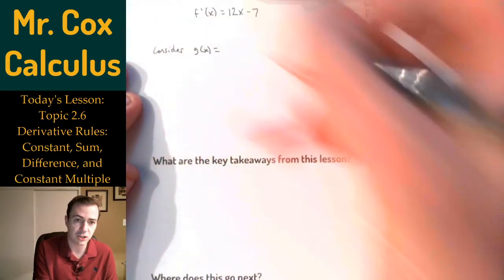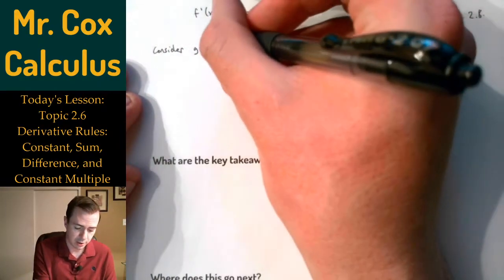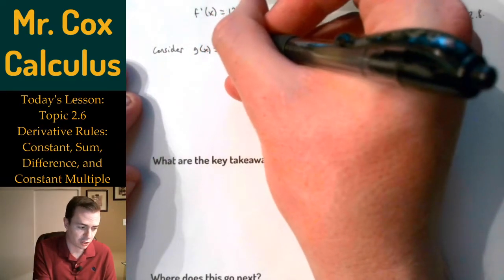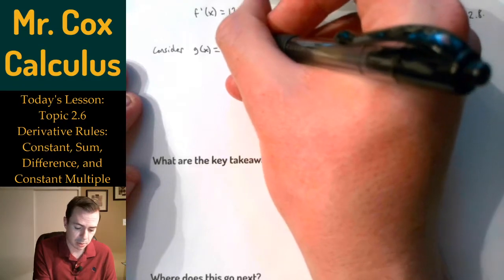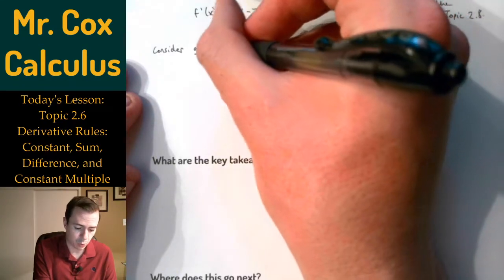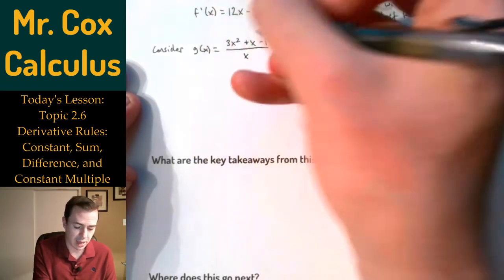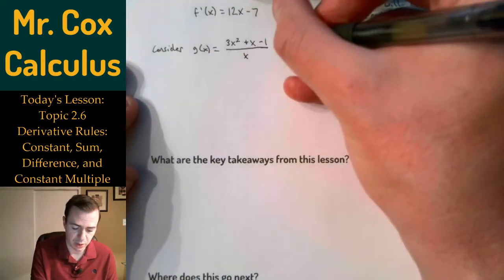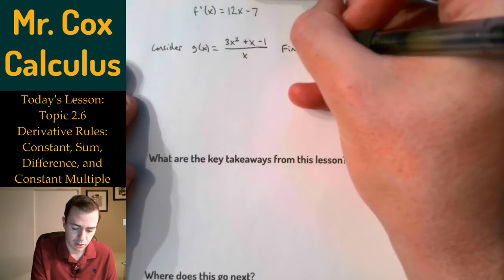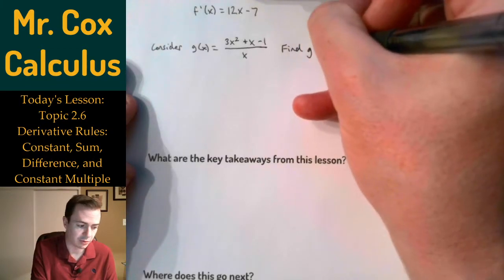Let's consider the function g of x equal to, and this is going to be a rational function, 3x squared plus x minus 1 all over x. And what I want to do is find g prime of x.